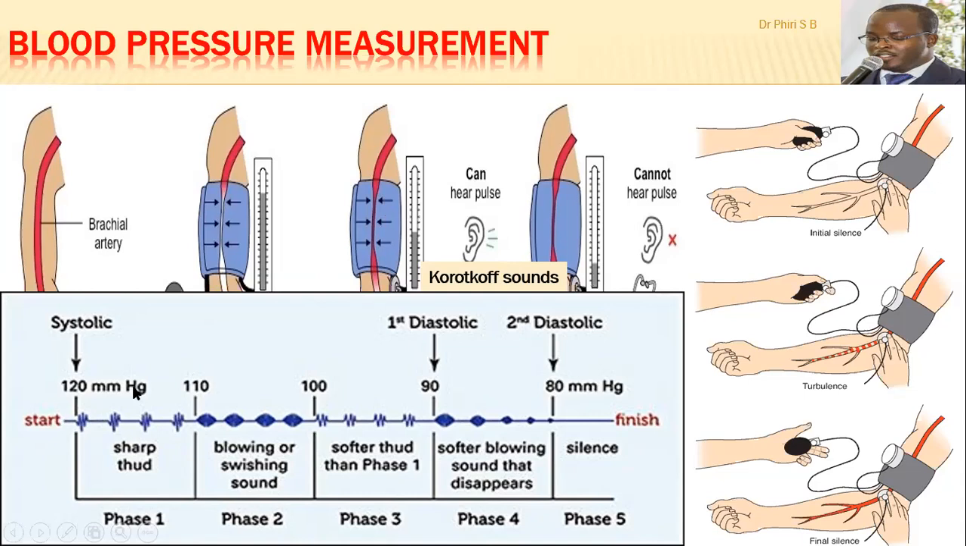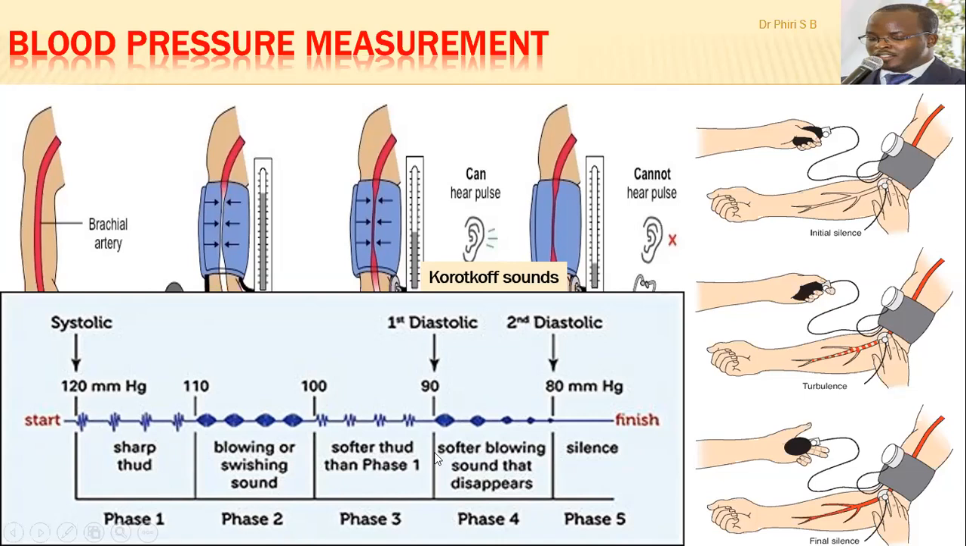These Korotkoff sounds, the first one that you're going to hear, once you hear the first one, you record that as your systolic pressure or your maximum pressure. In phase 1, they will be sharp, thudding sounds. Later on, they'll become like blowing or swishing sounds, that is phase 2. After that, you're going to hear softer thuds than in phase 1. So this is phase 3.